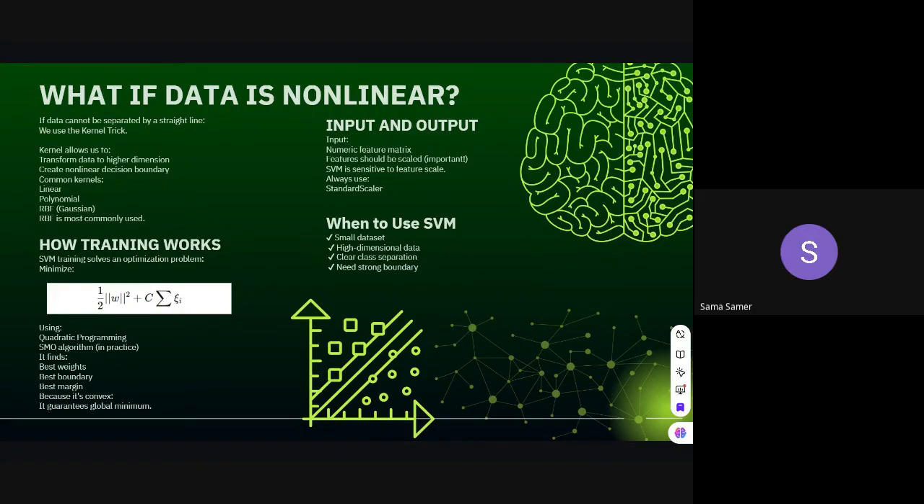For the zeta, our goal again is to minimize. So we have the weight, which we have called W, and we have the C. The zeta, or the xi, is a slack variable. A slack variable measures the violation of the margin constraints for the i-th data point, and it appears only in soft margin SVM.